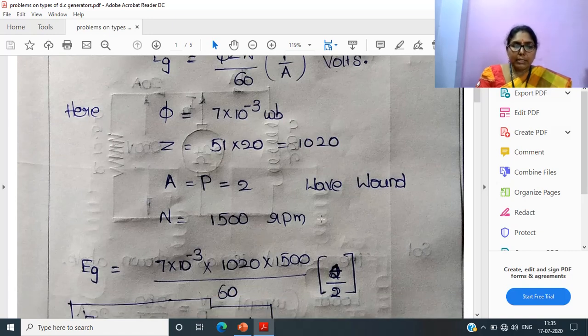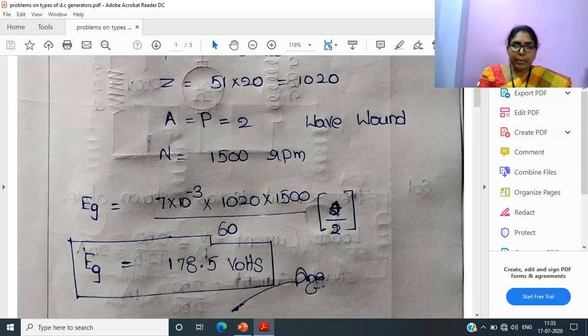Now we are simply substituting in the equation E is equal to φZN by 60 into P by A. I mentioned the φ value, Z value, N value 1500 divided by 60 into P by A; both are one and the same, so it will be multiplied with 1. By simplifying this, we will get E is equal to 178.5 volts.